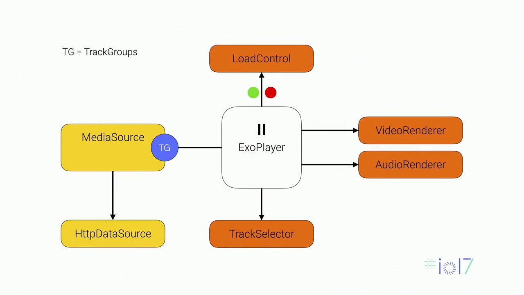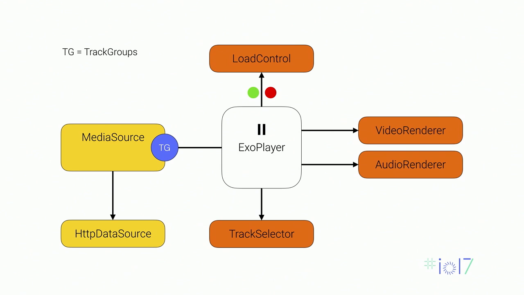And after it's loaded enough media, probably not very much, just the header for a normal media file, the media source is going to be able to work out what tracks it can actually expose to the player. And it does this by exposing something called track groups. Now, we know that the track selector is the thing that's going to choose which of the tracks to actually play. But the track selector needs something else.